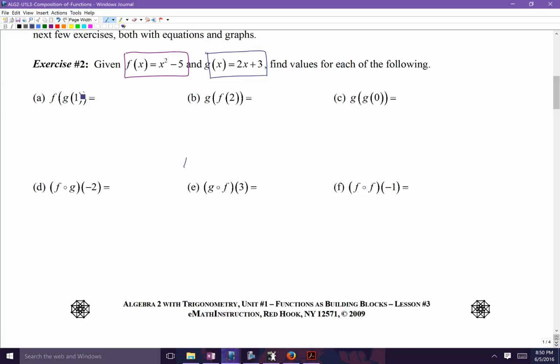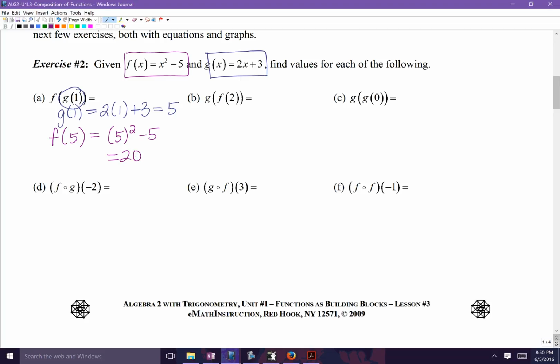So first we're going to evaluate g of 1. If you remember, this is an x value. It's saying replace x with 1. So it's going to be 2 times 1 plus 3, which is 2 plus 3, which is 5. Now they're saying take that value of 5 and evaluate it in the f function. So I'm going to evaluate f of 5. That would be 5 squared minus 5. 5 squared has a value of 25, minus 5. My answer in this case would be 20.